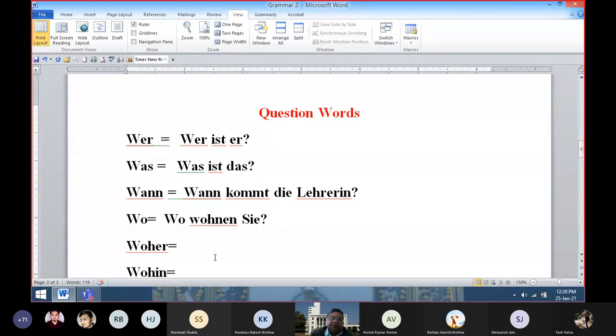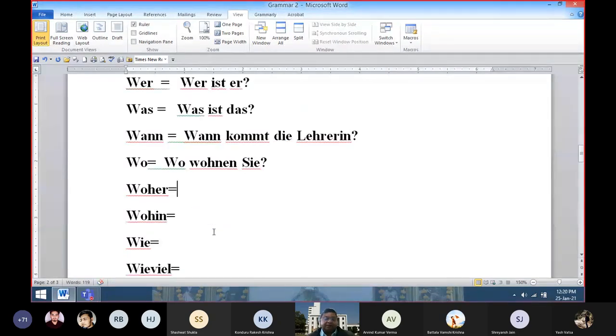So you're asking about the location, about the name of the city, town, etc. Wo wohnen Sie? So one can ask, then one can say, ich wohne in Kharagpur, ich wohne in Berlin, ich wohne in London, ich wohne in Paris, ich wohne in IIT Kharagpur. So wohnen, W-O-H-N-E-N, means to live, to stay. Wo means where.